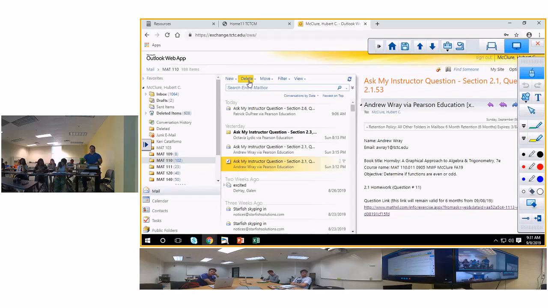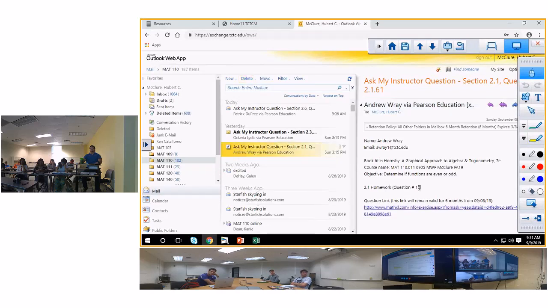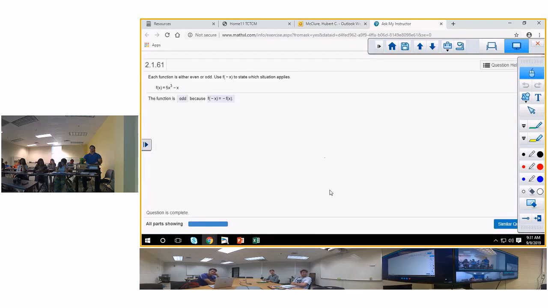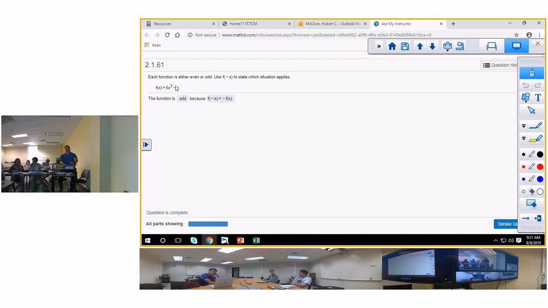Next one. This is number 15. So we did number 11 and we did number 15. So everybody should get 2 right on their 2.1 homework. Each function is either even or odd. Use f of negative x to state whatever. All right, so let's do this one on the board.